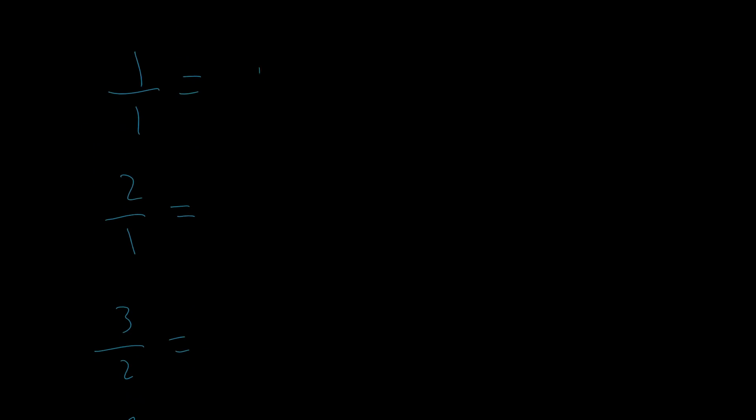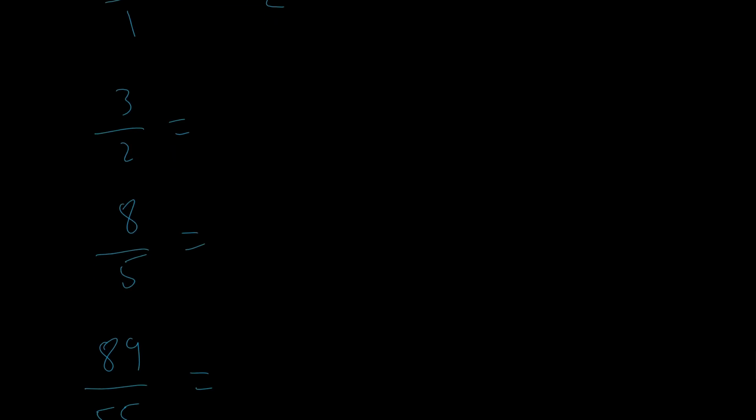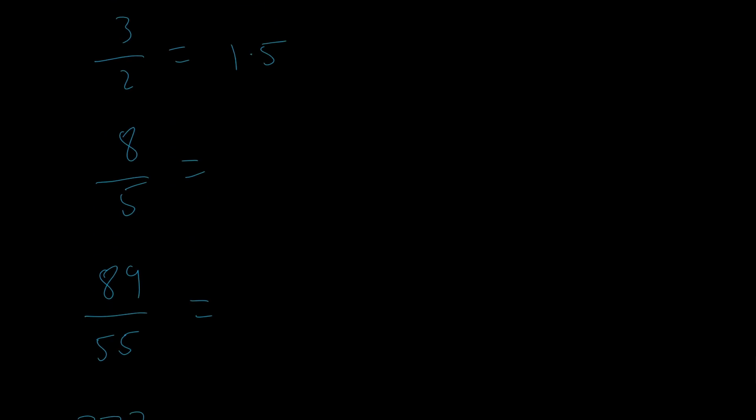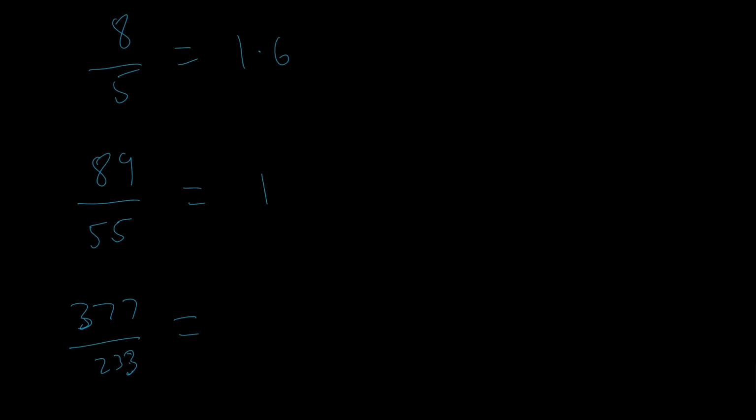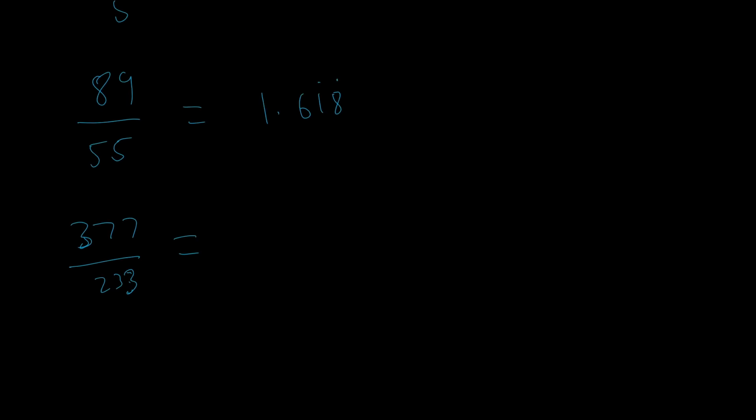If we work these out, this equals 1, this equals 2, 1.5. Let me see if I can figure this out in my head. This is something like 1.6. And I'll do the next one on the calculator. 89 divided by 55 is 1.618. And these two numbers repeat. And if I do 377 divided by 233, we get 1.618025751.